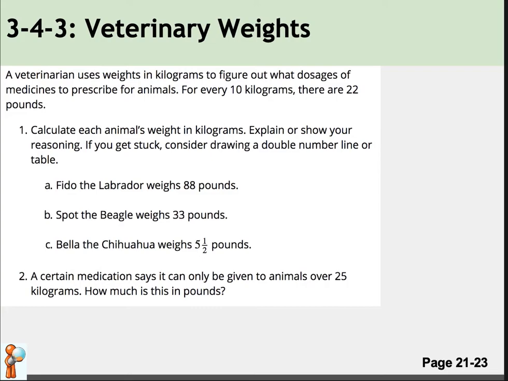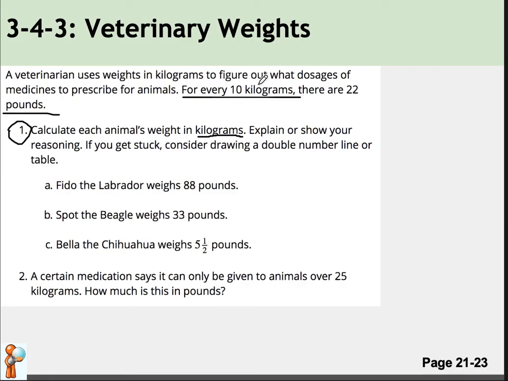So a veterinarian uses weights and kilograms to figure out what dosages of medicine to prescribe for animals. For every 10 kilograms, there are 22 pounds. First thing I want us to make sure we notice is we have kilograms and we're comparing it to pounds. So calculate each animal's weight in kilograms. So that's the first thing we need to know, the weight of each of these animals in kilograms. Explain or show your reasoning. If you get stuck, consider drawing a double number line or a table.